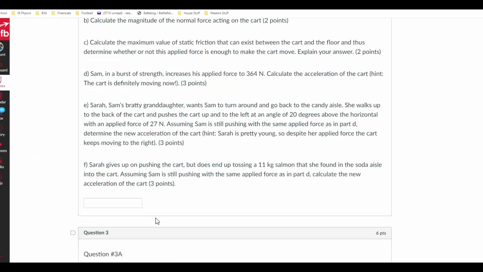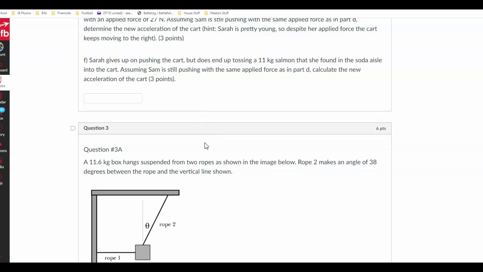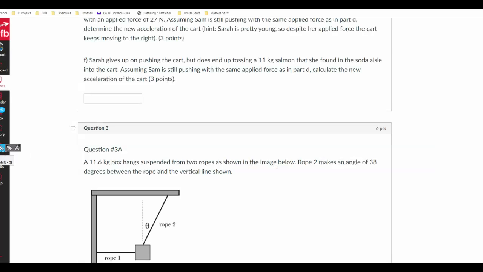And then finally F. Sarah gives up on pushing the cart, but does end up tossing an 11 kilogram salmon that she found in the soda aisle. I don't know why she found it in the soda aisle, but that sounds kind of sketchy. But she tosses it into the cart. Assuming Sam is still pushing with the same applied force as in part D, calculate the new acceleration of the cart.